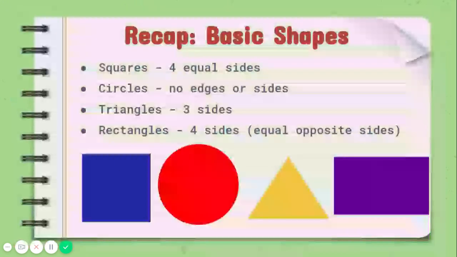Recap. You have four common, most basic shapes: squares, circles, triangles, and rectangles. Squares have 4 equal sides. Circles have no sides or edges. They're completely round. Triangles have 3 sides, and rectangles have 4 sides. 2 of the sides are the same, and the opposite sides are always the same.